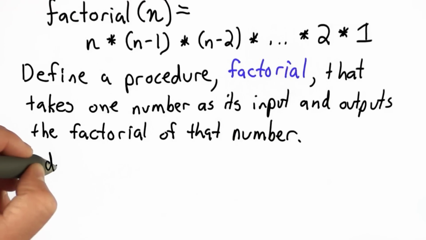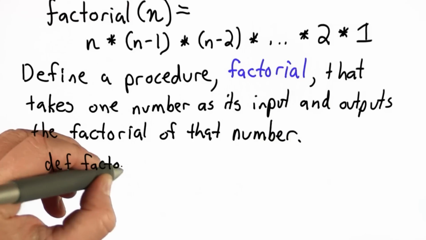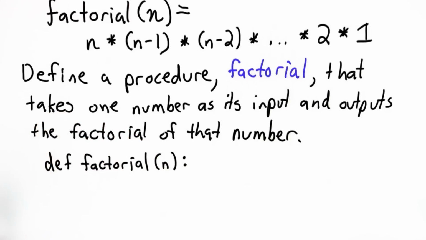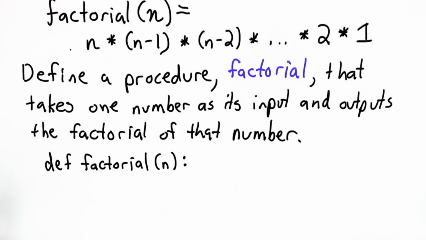So here's one way to define factorial. There are lots and lots of ways to solve this. So we're going to define a procedure, and its input is the number n. And what we want to do is compute this function. We're going to compute n times n minus 1 times n minus 2.